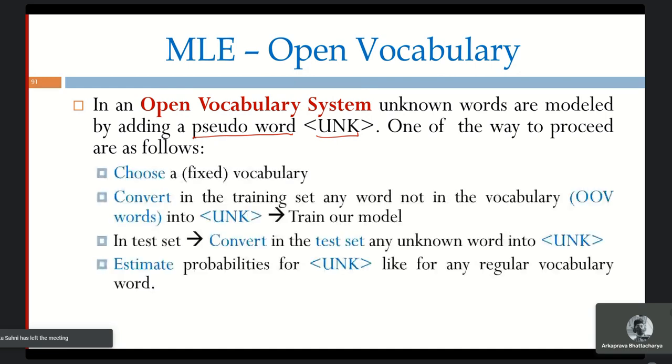One way to proceed is as follows. We choose a fixed vocabulary and convert, in the training set, any word not in the vocabulary into the tag UNK. Then in the test set, we convert any unknown words into UNK. Based on that, you estimate the probabilities of UNK just as you did for the previous vocabulary words. So any new word that comes in, you place UNK.